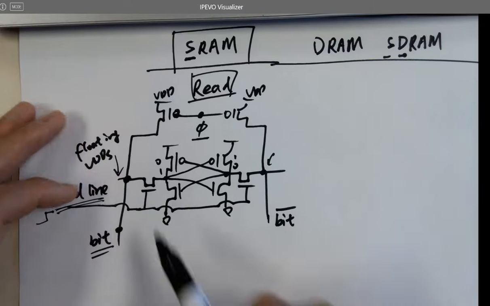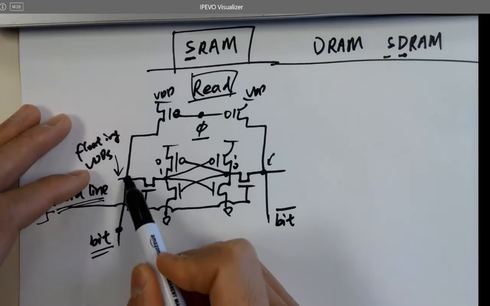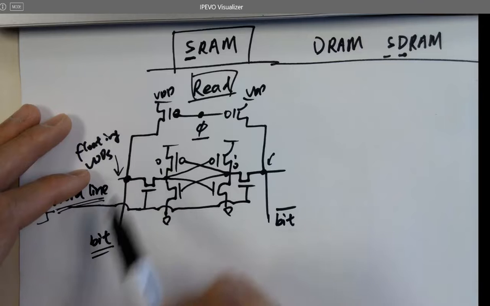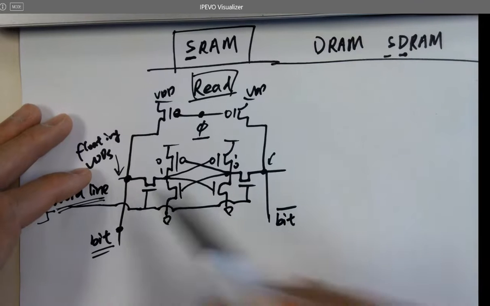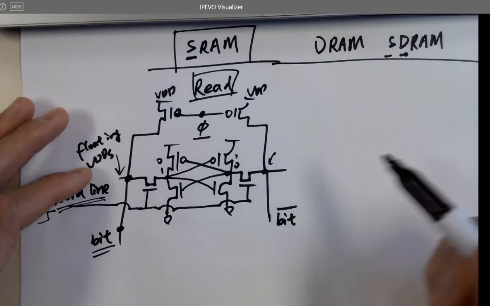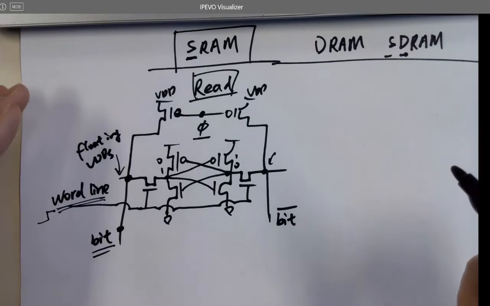So the question is, why am I not floating this line to 0, like floating ground, but it's a floating VDD? Why do I have to float it to VDD? Why is it not just floating 0, or why don't I just do nothing to it?